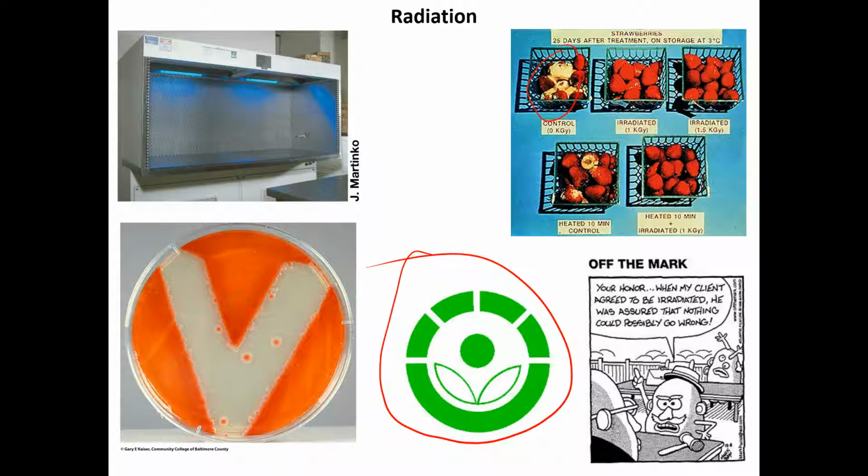At 1 kilogray, they're starting to spoil. At 1.5 kilograys, they look good. You have a sample that was heated for 10 minutes as control. It's showing spoilage. Heated for 10 minutes plus irradiation at 1 kilogray, it looks perfectly fresh.